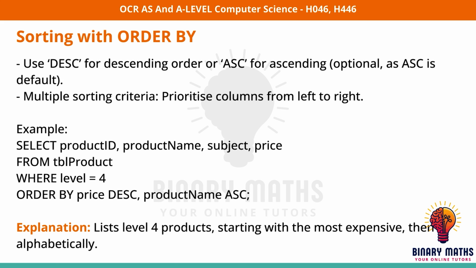Now let's talk about sorting. By default, SQL sorts results in ascending order. But you can change this to descending order by adding the keyword DESC. You can also sort by multiple columns. For example, let's say we want to sort the level 4 products by price, from highest to lowest, and then by product name, alphabetically.